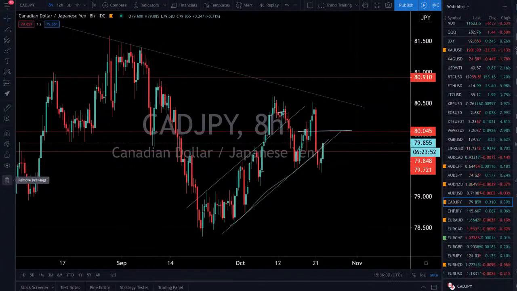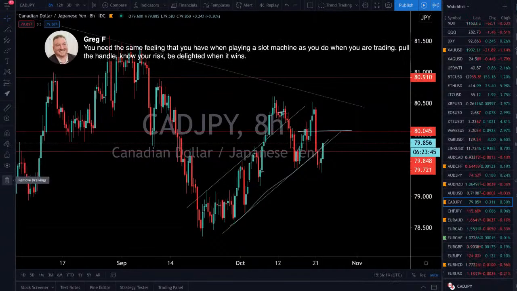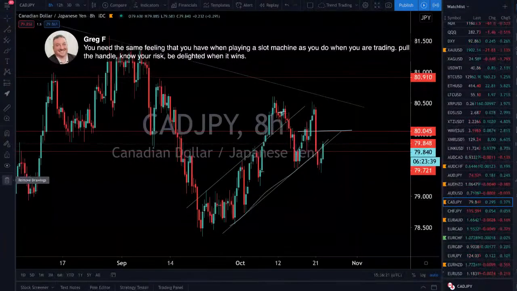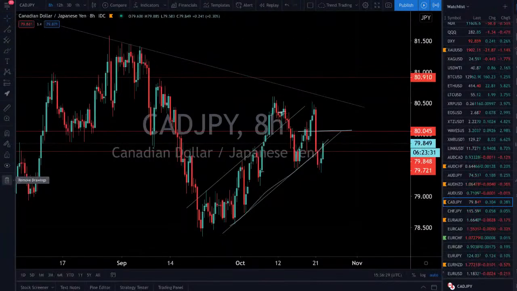You need the same feeling that you have when playing a slot. This is how I look at it, like the casino. When you're trading, you've got to have the same feeling as if you play blackjack: you know that you have an edge in blackjack, that if you play enough hands, you come out ahead.